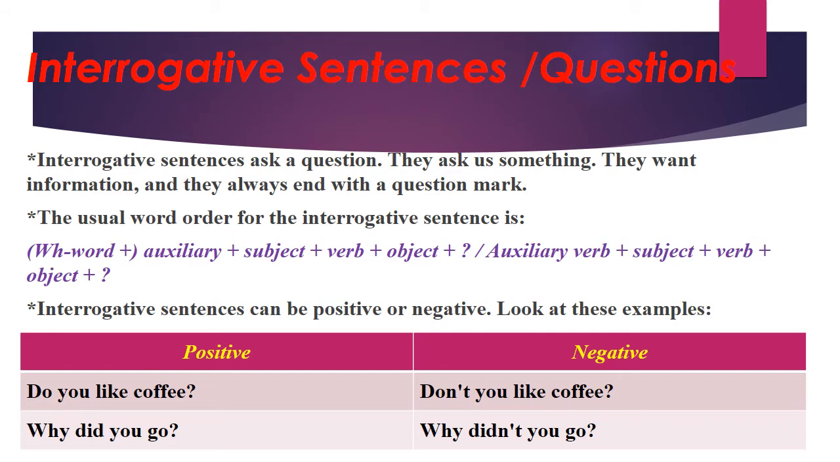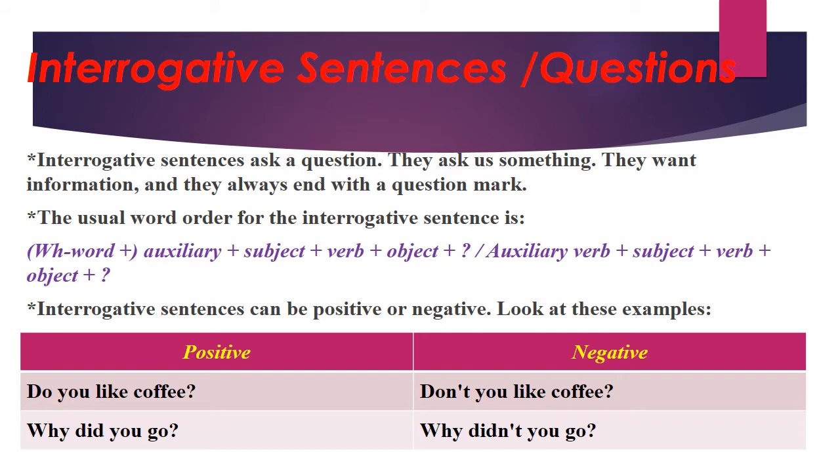Actually, interrogative sentences we can divide into two. Questions that start with the question words, or WH questions, and yes or no questions. Most of the question words are starting with the WH word, so we are calling it WH questions or questions with the question words. The other type of interrogative sentence is yes or no questions.